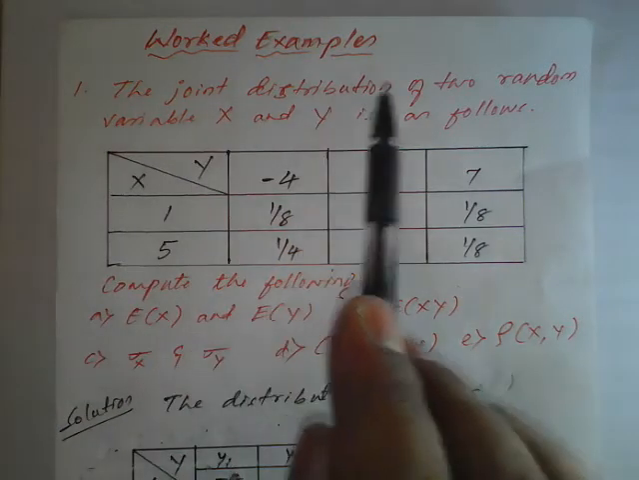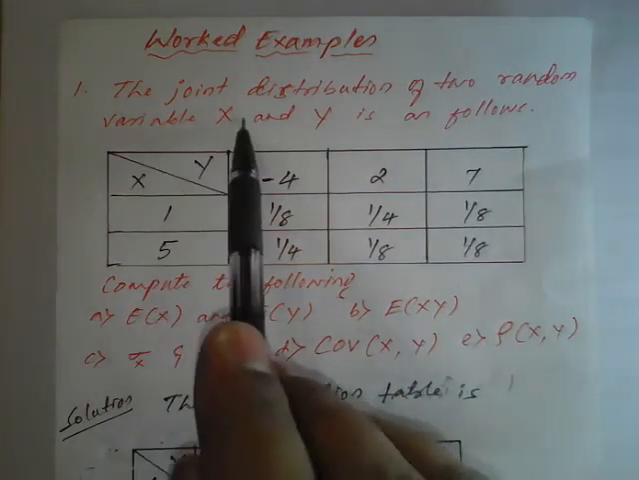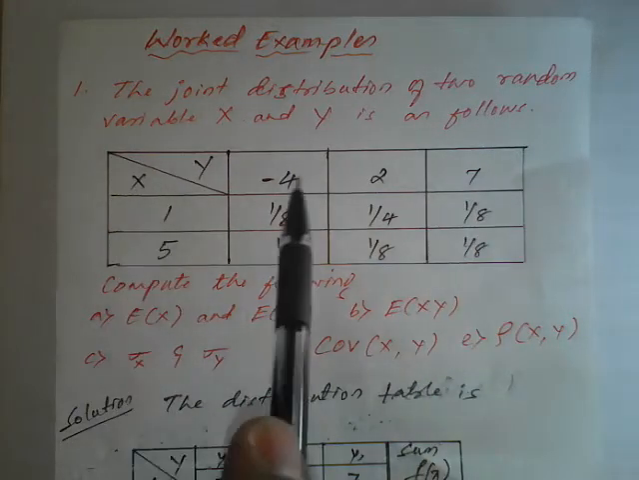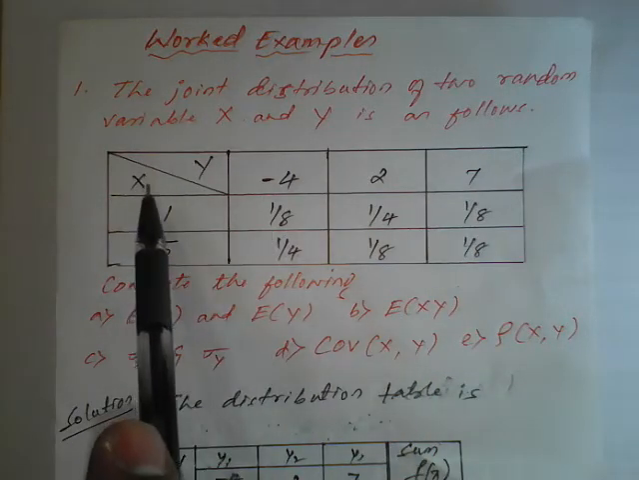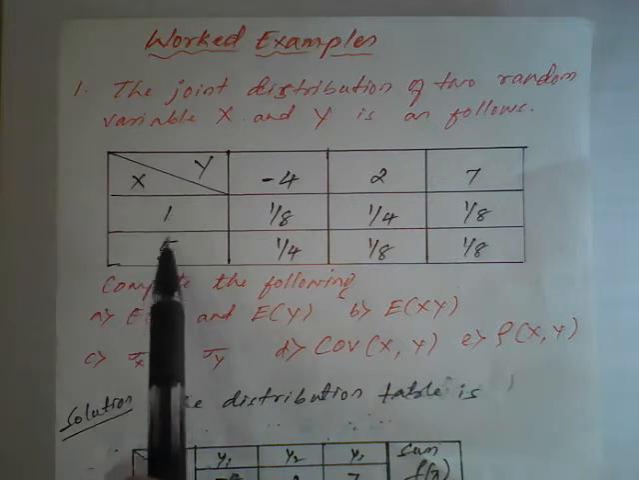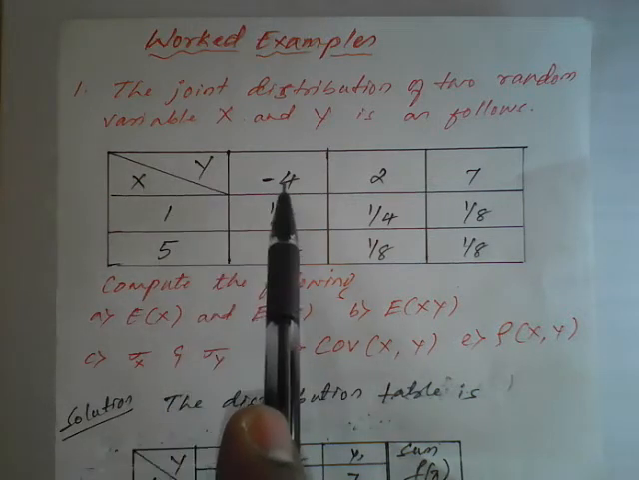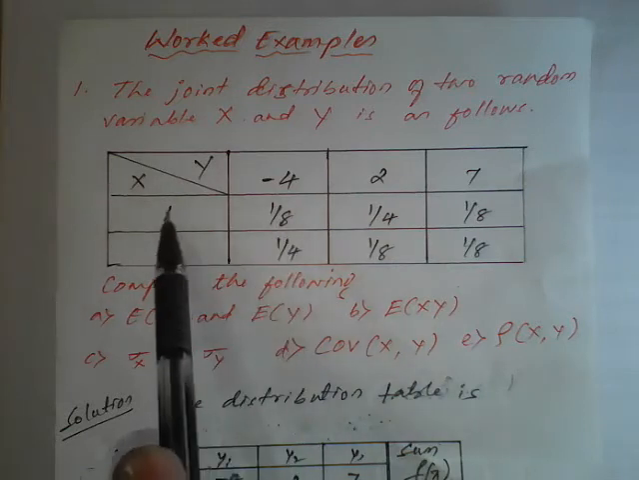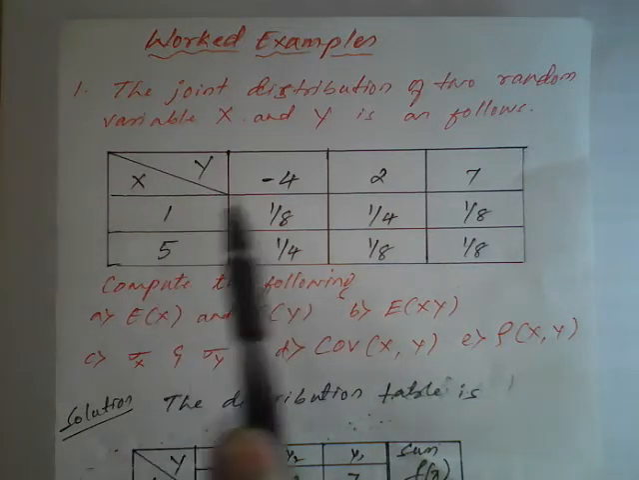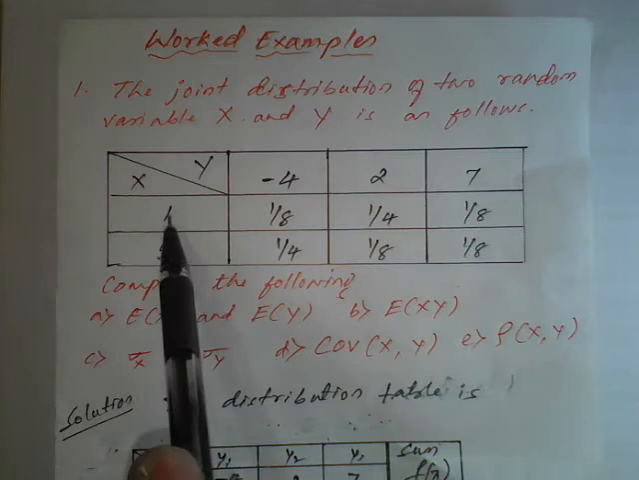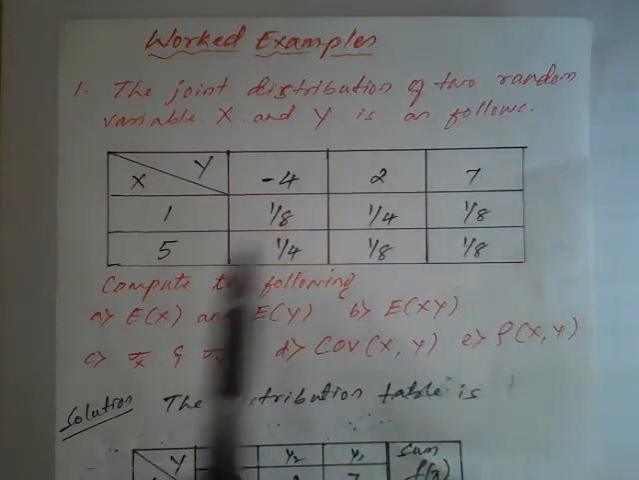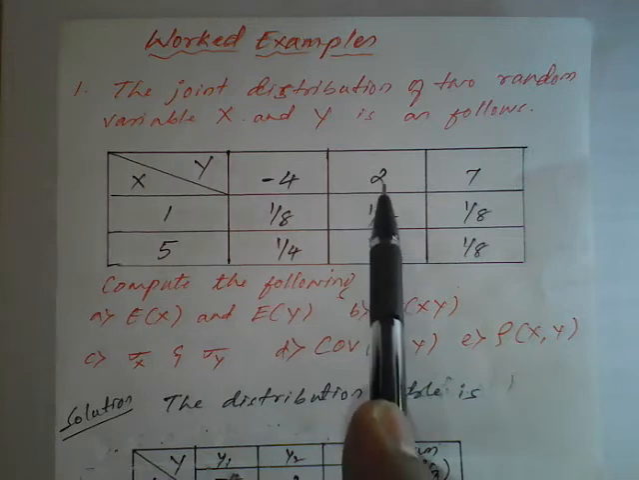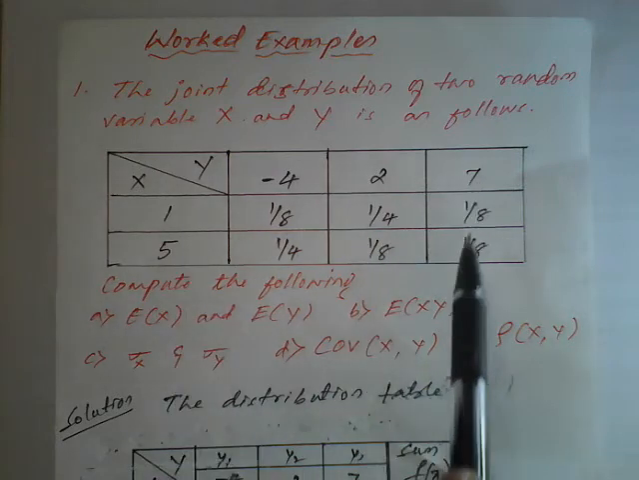The question is: the joint distribution of two random variables x and y is as follows. They have given this table in the question. The random variable x takes values 1 and 5, and y takes values -4, 2 and 7. The joint probability of 1 and -4 is 1/8, 1 and 2 is 1/4, 1 and 7 is 1/8, and the joint probability of 5 and -4 is 1/4, 5 and 2 is 1/8, 5 and 7 is 1/8.